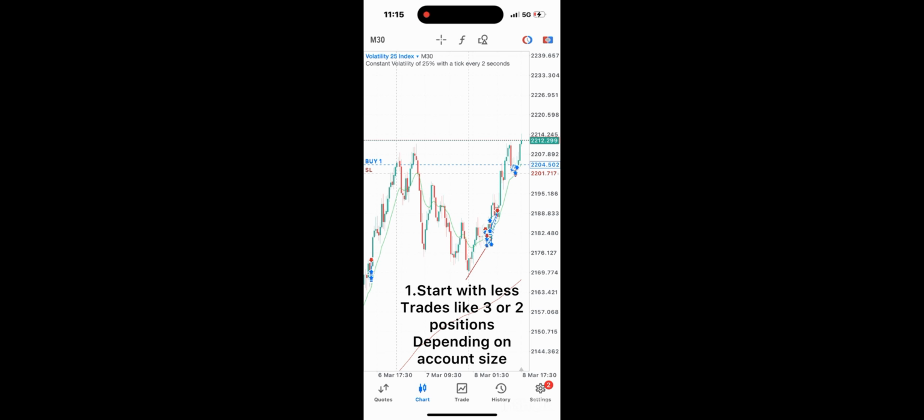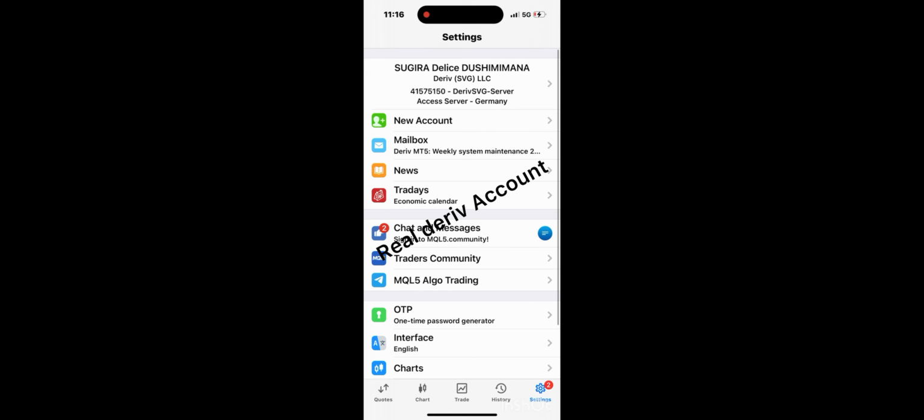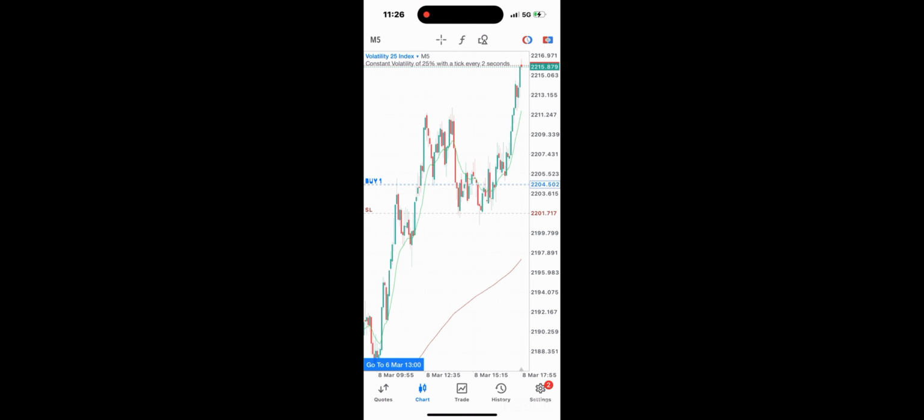You can see that I have already opened 3 trades, and they're already running. You also need to make sure it's a real account, as this is the real account I'm using. I opened an account with Deriv. Right now my trade is at $11 per trade. I have let it run to reach the level where it's now at $11.